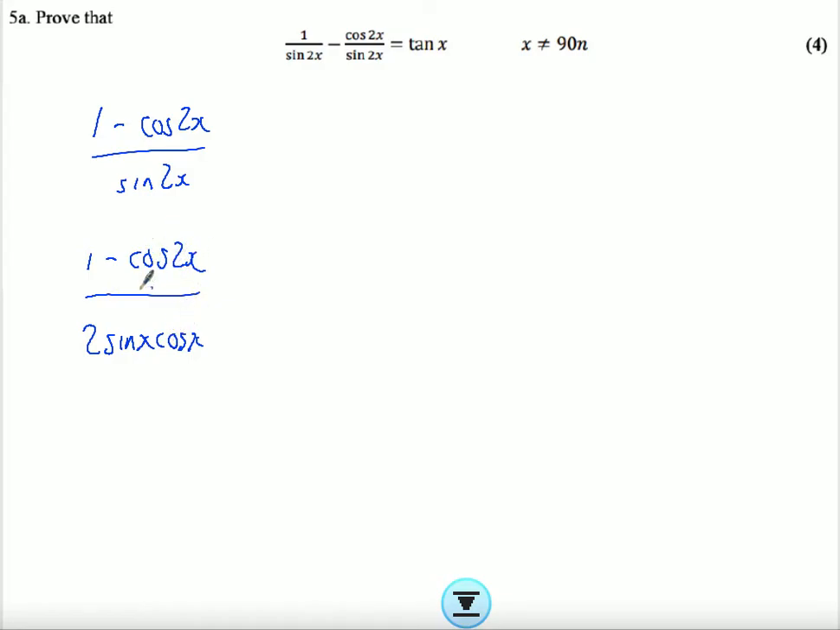So I'm suggesting we rewrite cos 2x so it just contains sine. So let's do that. So that's going to be 1 subtract 1 subtract 2 sine squared x over 2 sine x cos x.